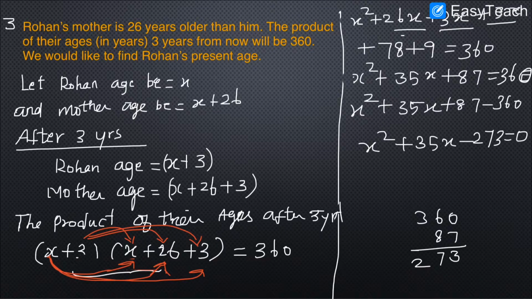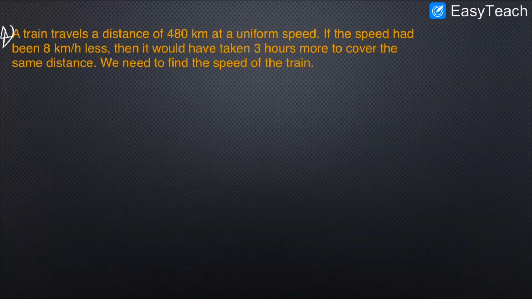273 equals 0. Let's try the fourth problem. A train travels a distance of 480 km at a uniform speed. If the speed had been 8 km per hour less, then it would have taken 3 hours more to cover the same distance. We need to find the speed of the train.